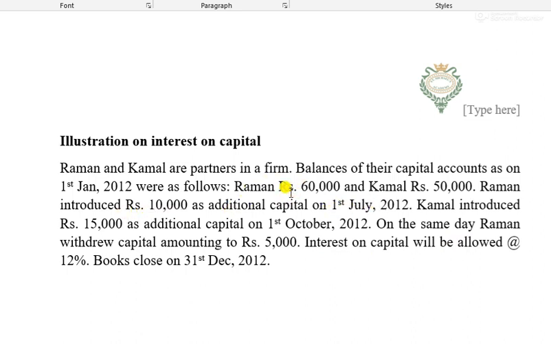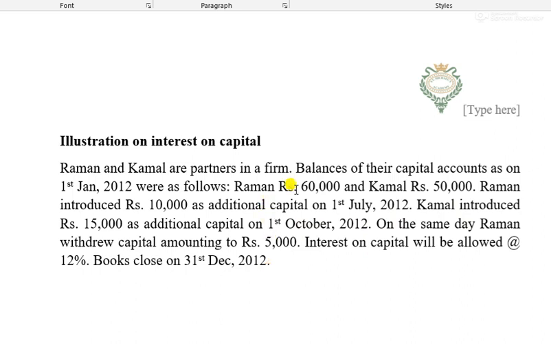So now his capital has increased to 70,000, right? And then again, what happens when K introduced 15,000 as additional capital on 1st October? On the same day, on 1st October, what did R do? R withdrew the capital. Okay, so listen very carefully.